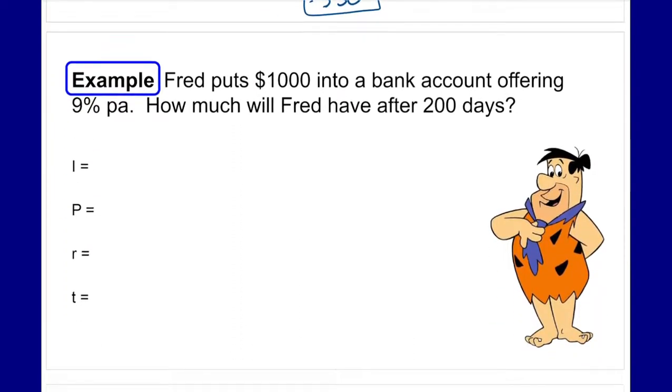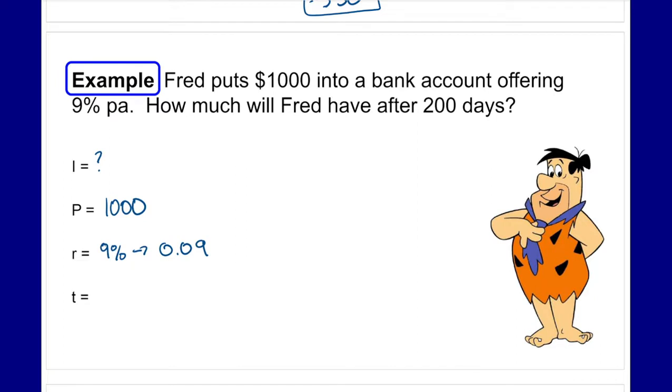Look at another example. Fred puts $1,000 into a bank account offering 9% PA. We want to know how much Fred will have after 200 days. The I value, again, we don't know. The P value, he's putting in $1,000. That's the initial amount, that's the principal. The rate is 9%, which again we have to turn to a decimal, so 0.09. You can divide it by 100, right? That's how you can turn a percent to a decimal. Divide the percent by 100.